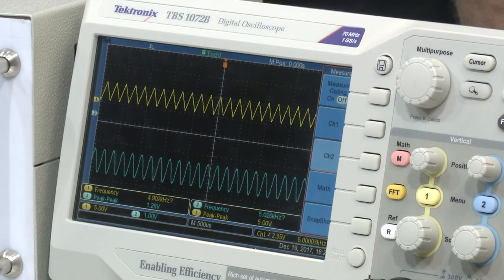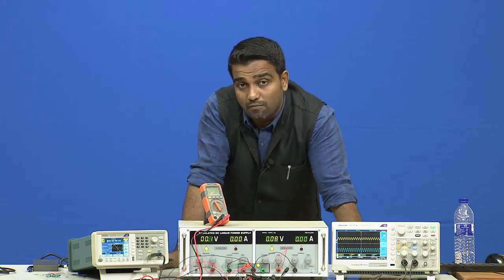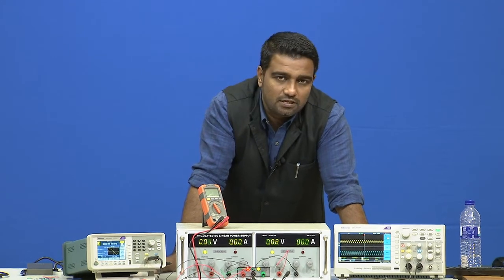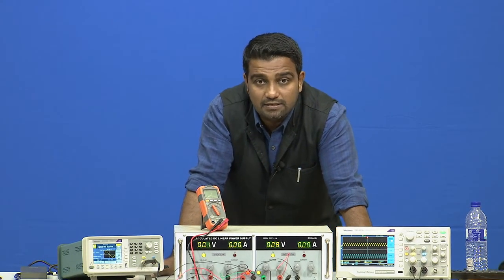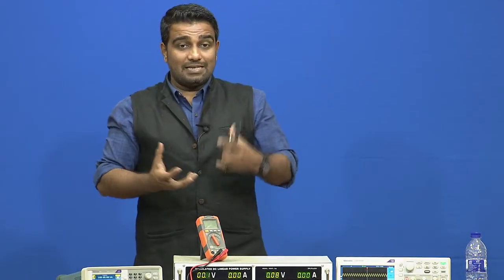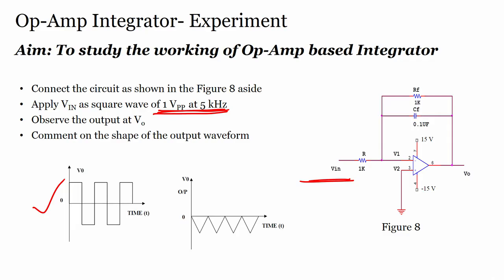So, the point is that I can get different forms of signals when I apply different forms of signals at the input. So, change it, observe what is the change in the output signal, alright. That is the exercise: once I show you what exactly the change is, you apply different input signals and see what kind of output you can see in the oscilloscope. So, that is the experiment that we have performed.